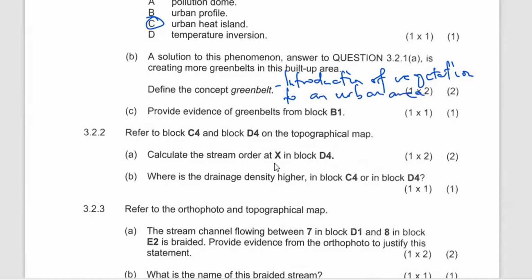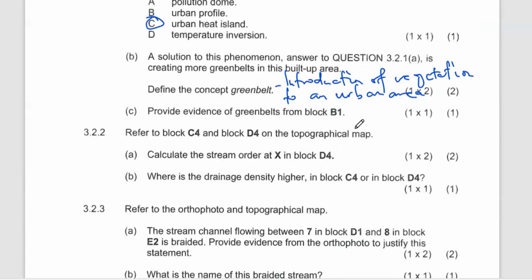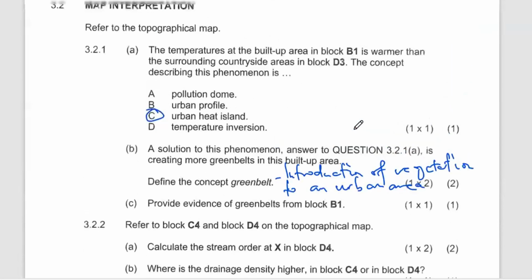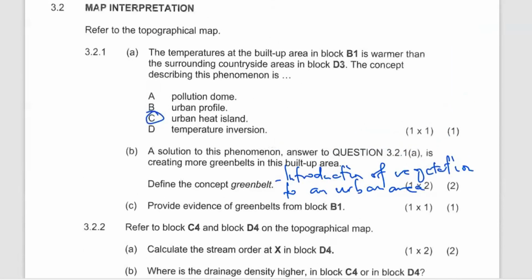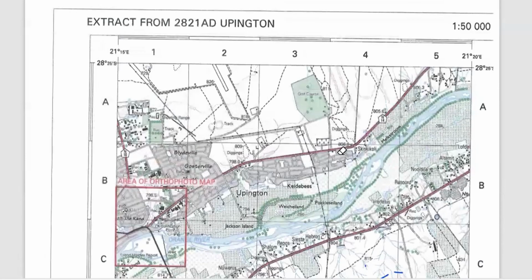If we introduce vegetation or vegetative cover, we are creating a green belt. A green belt constitutes vegetation in an urban area or in a built-up area. Then the next question says, provide evidence of green belts in block B1. We need to check block B1 and try to find evidence of the existence of a green belt.